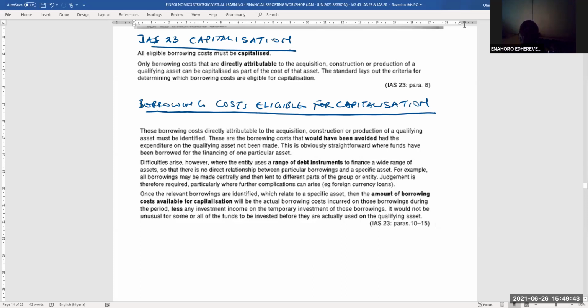This is obviously straightforward where funds have been borrowed for the financing of one particular asset. Difficulties arise, however, where the entity uses a range of debt instruments to finance a wide range of assets so that there is no direct relationship between particular borrowings and a specific asset. For example, all borrowing may be made centrally and then lent to different parts of the group or entity. Judgment is therefore required, particularly when further complication can arise, e.g. foreign currency loans.